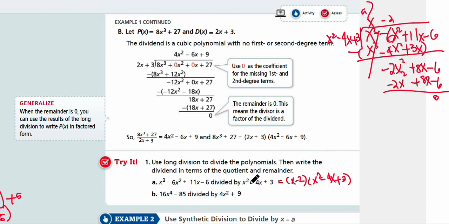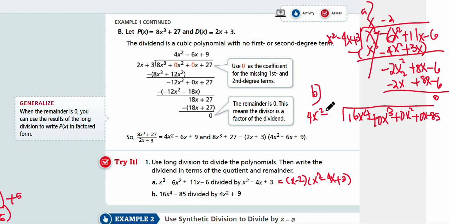Let's look at part B. 16x to the fourth minus 85 divided by 4x squared plus 9. This one, you probably had some questions in the solving process. It's just like example 1B. Okay, you have to write the entire polynomial with the coefficients that are missing. Okay, 0x cubed plus 0x squared plus 0x minus 85. Okay, sorry, my handwriting looks really bad. And then you have 4x squared plus 9.